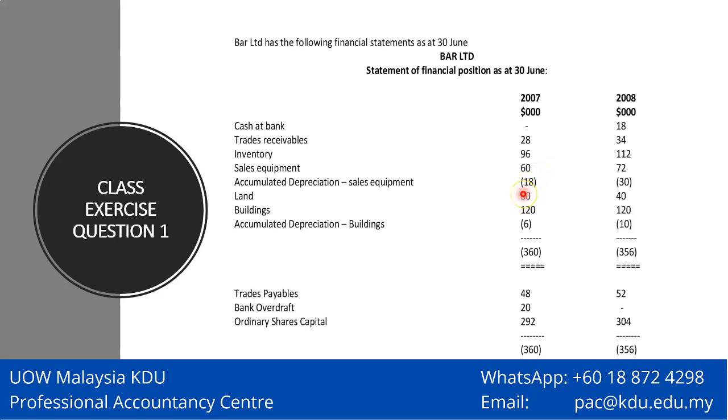For land, there's no new land. How do I know? Because they clearly mentioned half was sold. And you can see from 80, it became 40. Buildings, no change. So there is no purchase of new buildings.